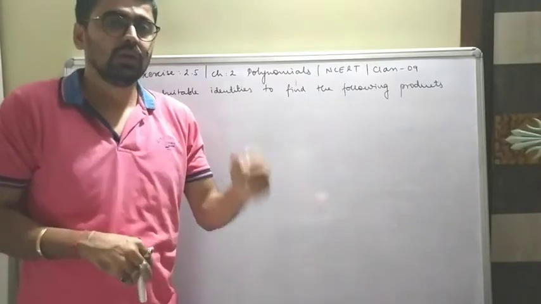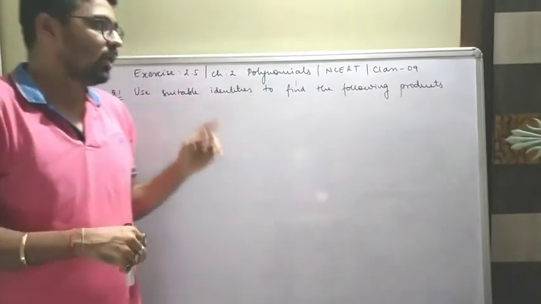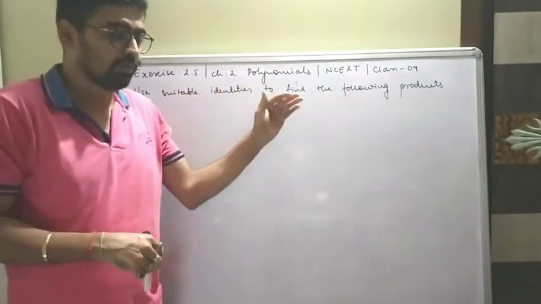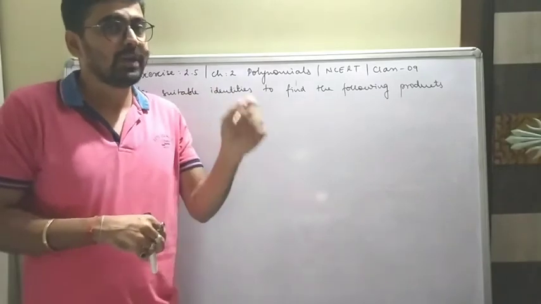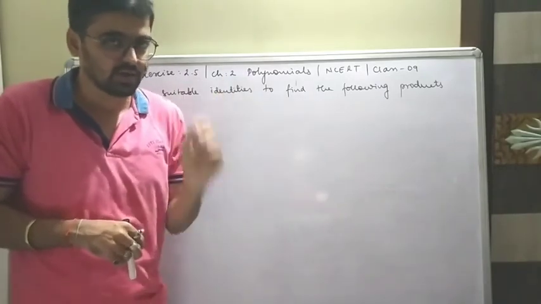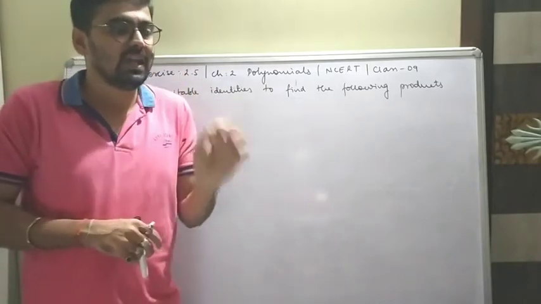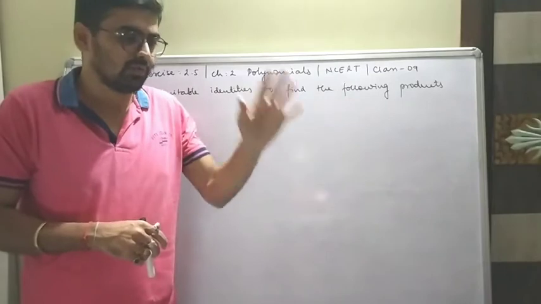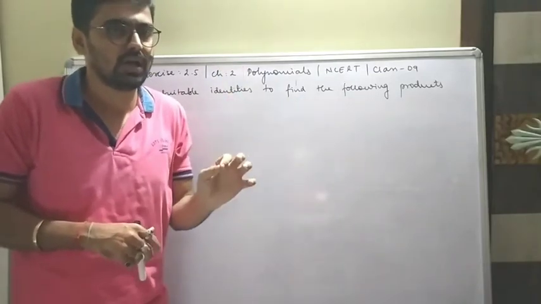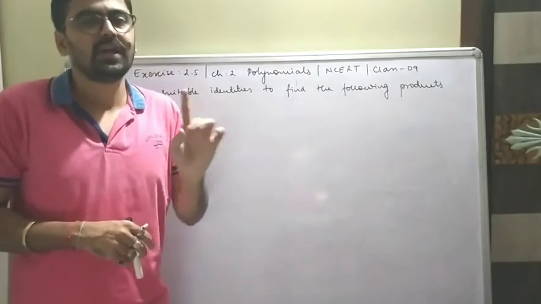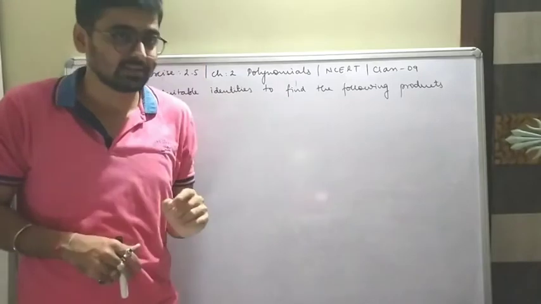Welcome all of you. Today we are going to see exercise 2.5 of chapter number 2, polynomials. In the last video we solved a few problems based on the algebraic identities which we have understood. We solved examples for all the given algebraic identities except one. Only one identity's example is left, which we are going to cover in this particular exercise.